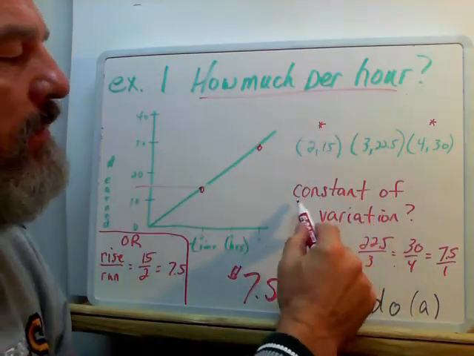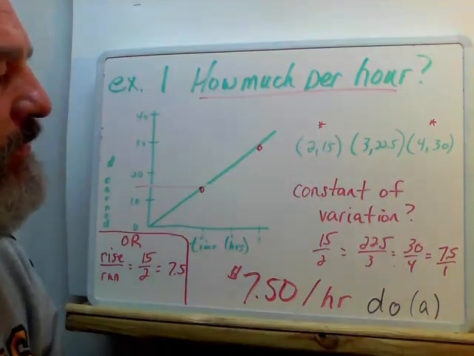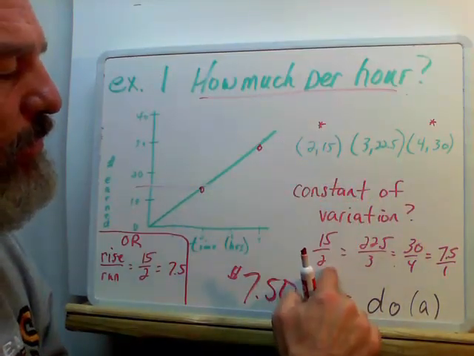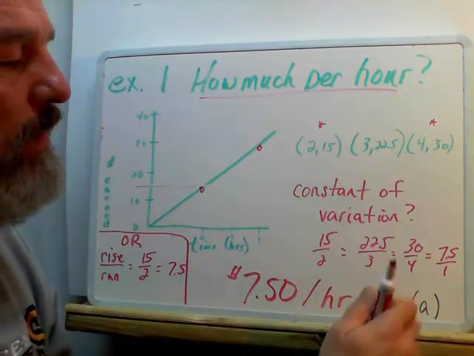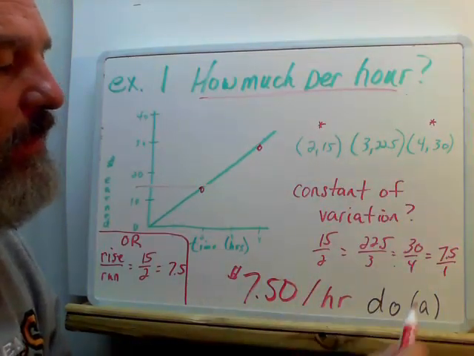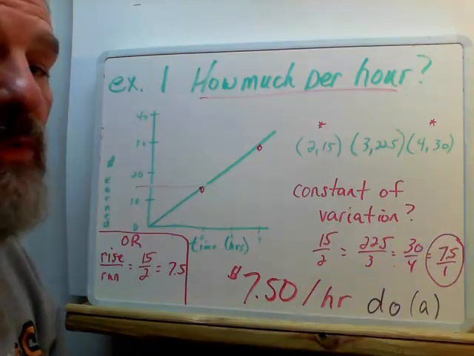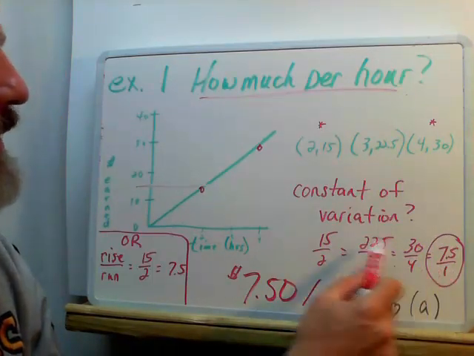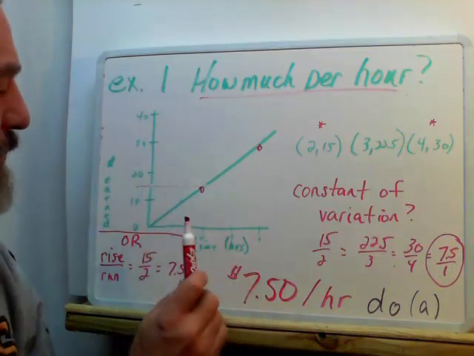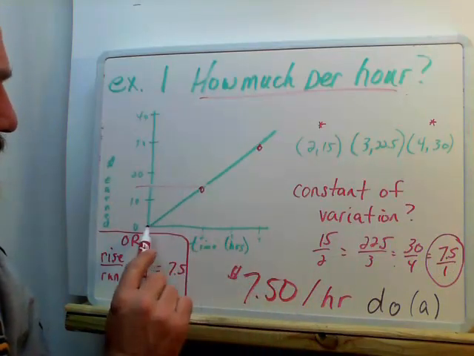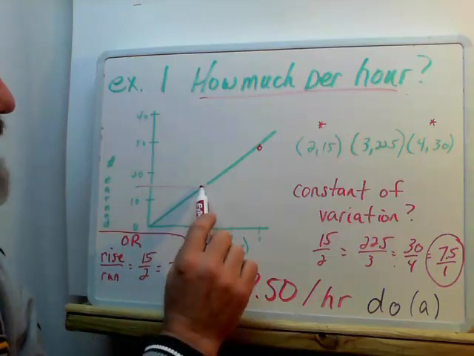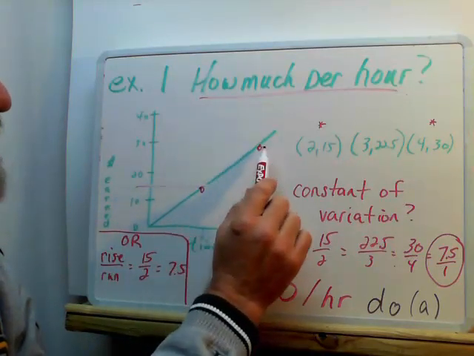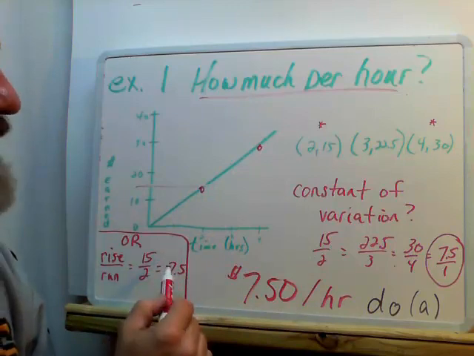So the way they did it is they said, let's look for the constant of variation. It would be 15 over 2, 22 and a half over 3, and 30 over 4. And if you put all of these in the calculator, they all come out to 7.5 over 1. Okay? Another way to do it would be to look at this as a slope problem, where you could look at the rise and the run, the rise of 15 and a run of 2, or from this point to this point, the rise of 15 and a run of 2. So we have 7.5 either way.